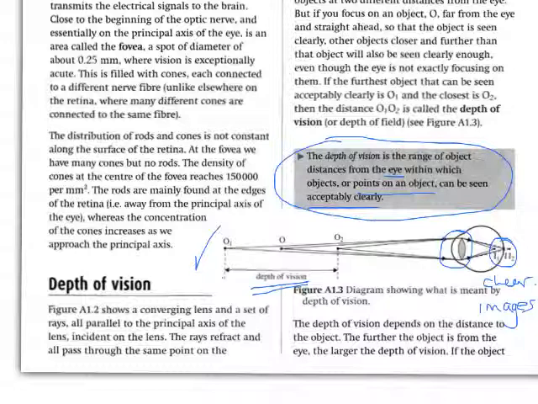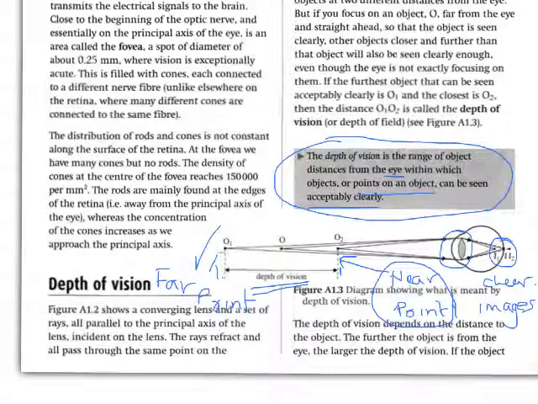And how do we describe that area? Well, the closest possible point where we can still see a focused image is called the near point. So the near point is the closest possible image that we can still focus, and the far point is the furthest possible image. So that's how far something can be for you to still be able to focus upon it.